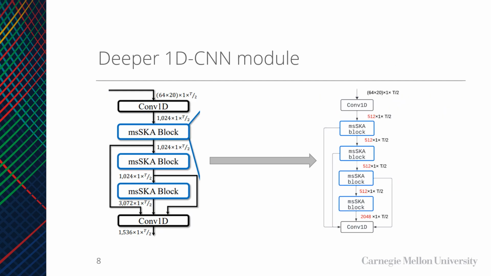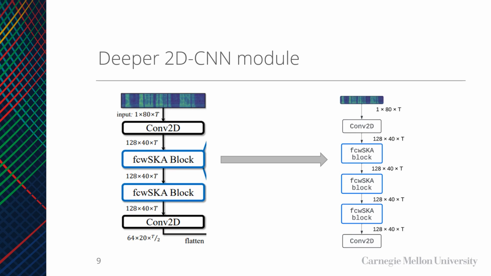We then go deeper with our 1D CNN module. So initially there are 3 multi-scale selective kernel attention blocks, and we add another one. And we maintain the same concatenation into the conv1D at the end. Next, we go deeper with our 2D CNN module, adding another frequency and channel-wise selective kernel attention block. We maintain the same order of frequency-wise first and channel-wise second.